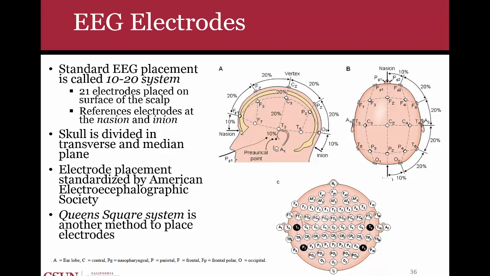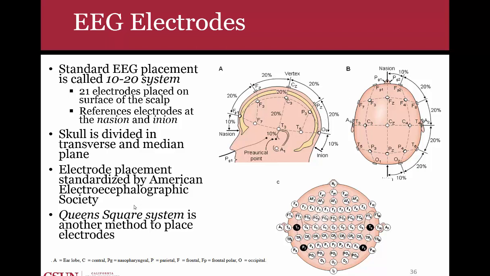One is called the Nasion, which is right above the bridge of your nose. That's near the bone on top of the skull, in front of the skull. And then you have the Inion, which is right behind the bone, the rear bone of your skull. Again, you want to place the references where there's minimal innervation, so that would be a great spot to put these in this case. And then the skull is divided in transverse and median planes, in 10% and 20% increments along the perimeter of the skull.